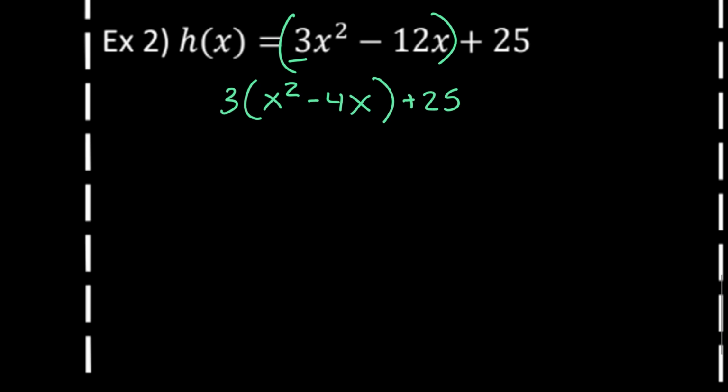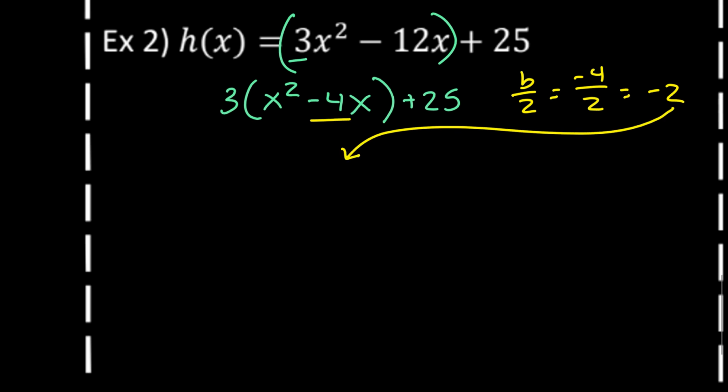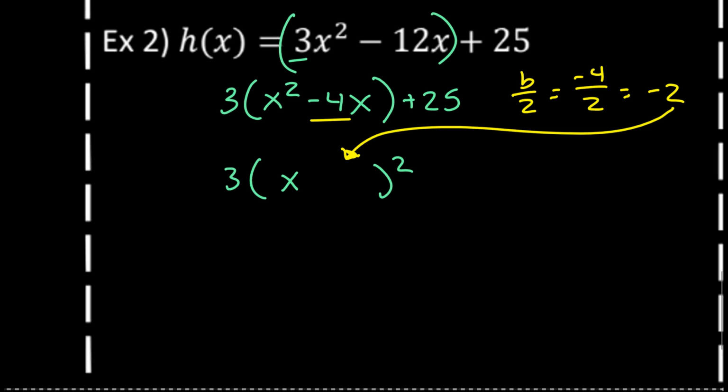Now it's just like the other problem. Now I do what? Divide your b value by 2, in half. So negative 4 divided by 2 is what? Negative 2. That's what I put where? With the x inside the parentheses, squared.